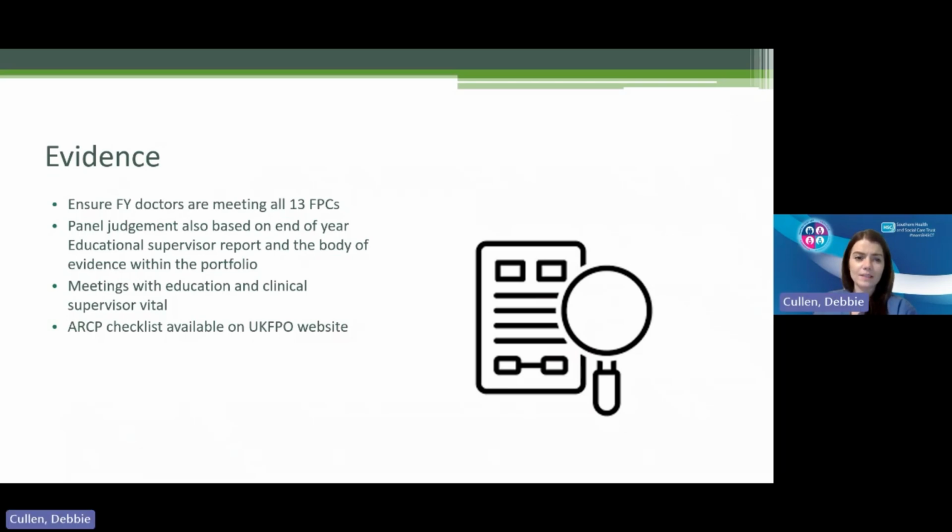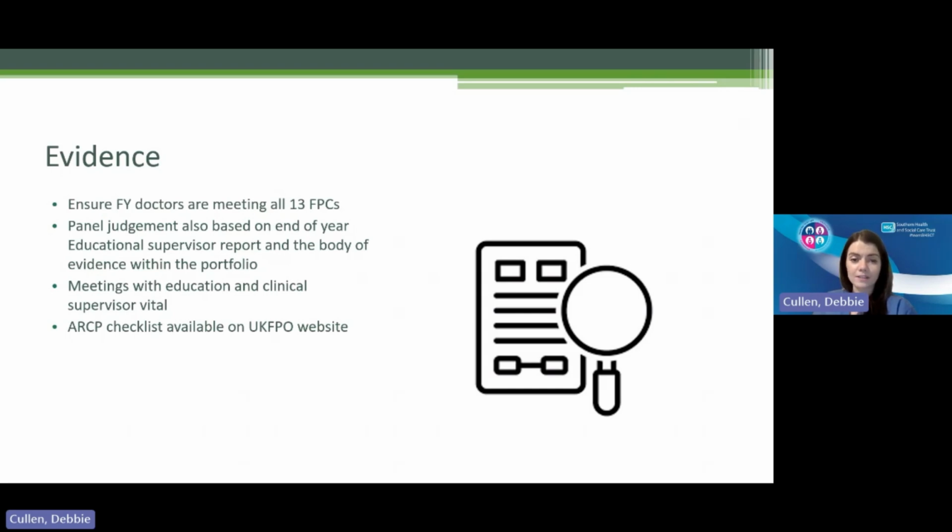A big part of an ARCP is a judgment by the panel, and we really do take into huge consideration your end of year report from your educational supervisor and all your end of placement reports from your educational and clinical supervisor, along with the body of evidence that you yourself have uploaded and presented. But I would reiterate those meetings with your supervisors and their judgments, as they're the ones who will be supervising you throughout the year, are really vital.